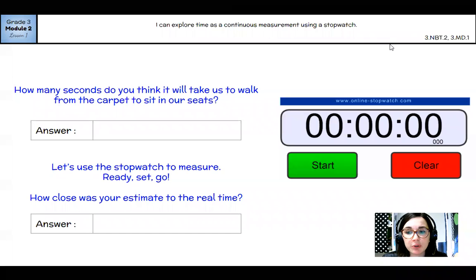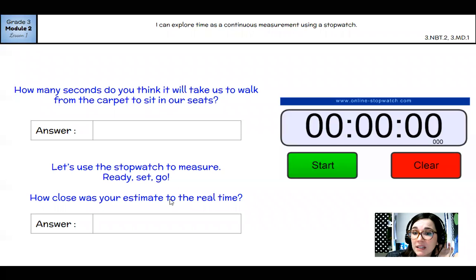Okay, so for those of you who are not in the classroom right now, we're just going to kind of think about this from your homes. It says, how many seconds do you think it will take us to walk from the carpet to sit in our seats? So if you're thinking about this at school, how many seconds do you think it takes to go from the carpet at the front of the room to your seat? So let's think. 1, 2, 3, 4. I would say somewhere between like 4 and 5 seconds.